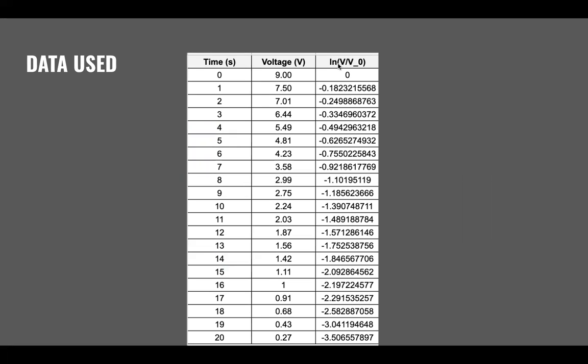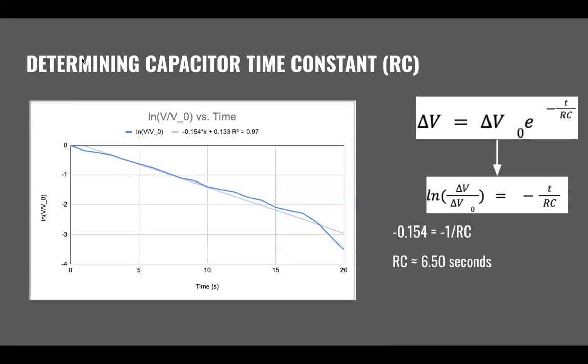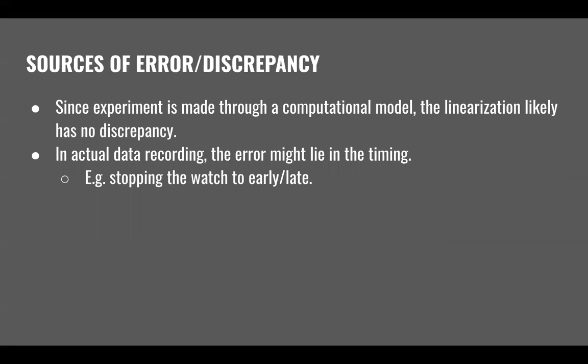These are the values for ln V at the present time divided by the initial voltage. And then it gave me the following graph, which has a slope of negative 0.154, which is a downward sloping graph. And this is equal to negative 1 over RC. Therefore, RC is approximately 6.5 seconds.